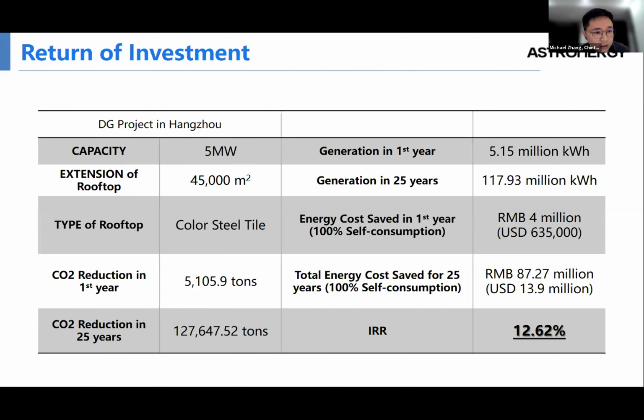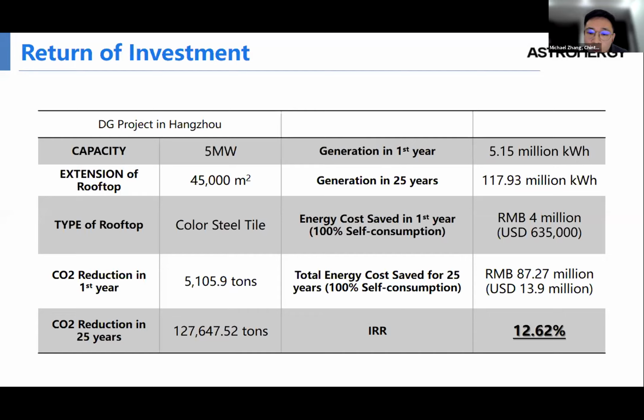This is a calculation of the return on investment of a DG project in our city, Hangzhou. This is a real project, and we have put some data here. The capacity of the solar system is 5 megawatts, and the area of the rooftop is 45,000 square meters. The type of rooftop is a color steel tile.